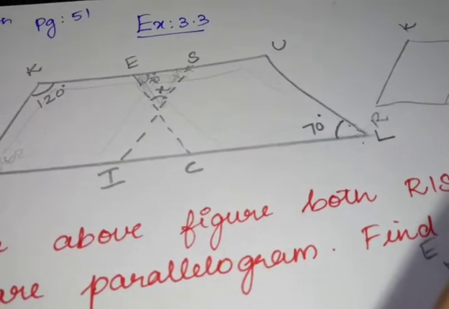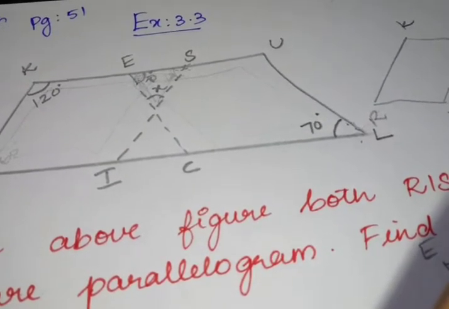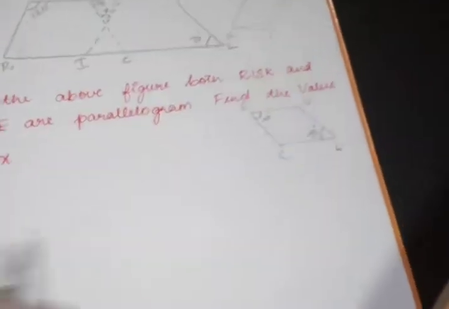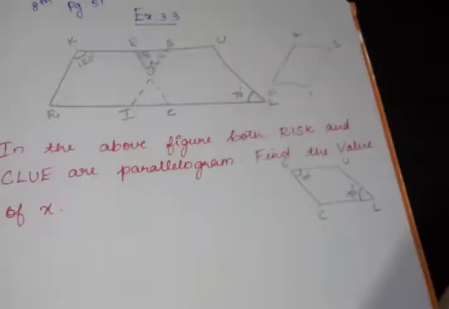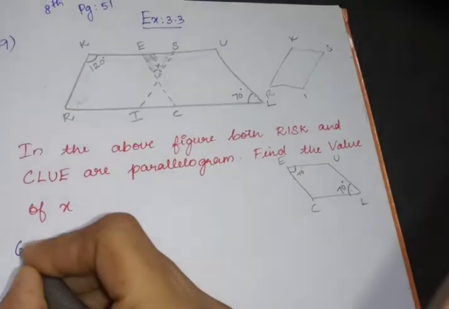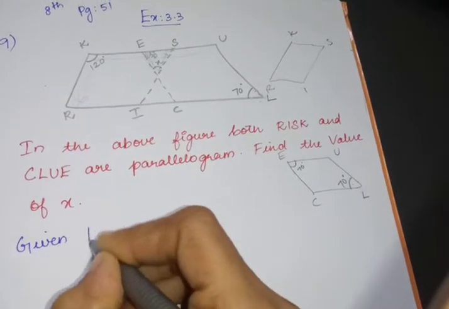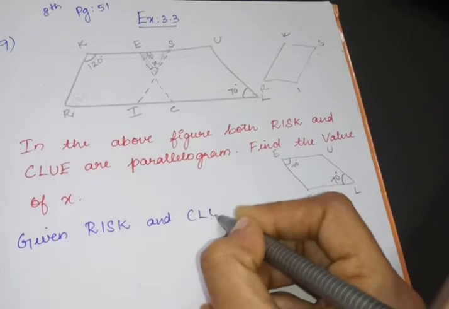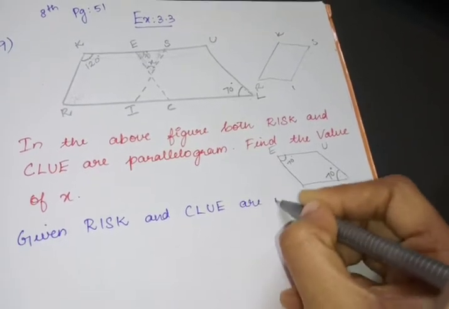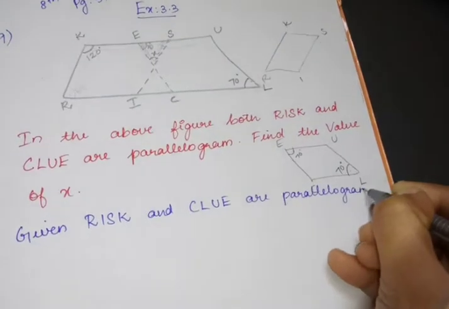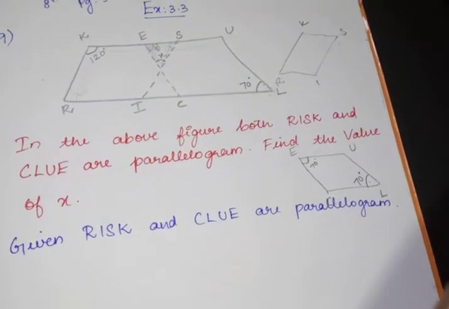Sum of all the three angles of a triangle is 180. So shall I write this problem now? Yes. Given. So this all you can draw for your reference. Okay. Given RISK and CLUE are parallelograms. Is it correct? They are parallelograms. Okay. Next.